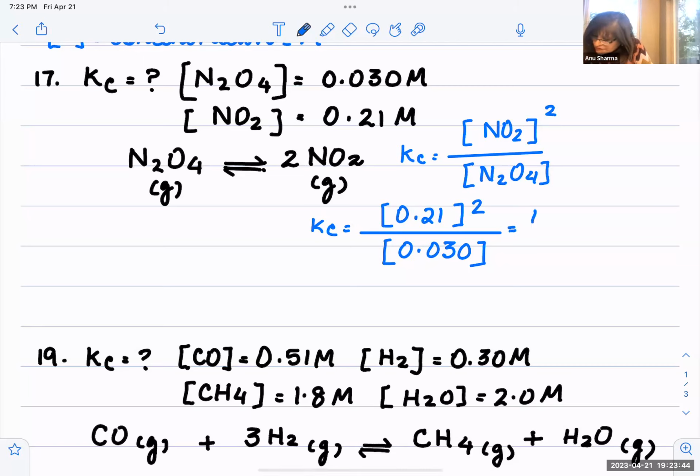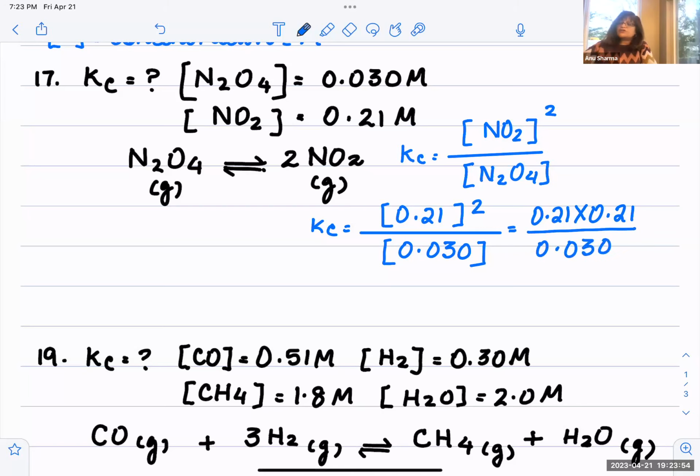The rest is just math. It's 0.21 times 0.21, if you understand the squares, divided by 0.030, and that should give you the answer. So we have 0.21 times 0.21, divided by 0.030, and you get 1.47. So the Kc value here is 1.47.